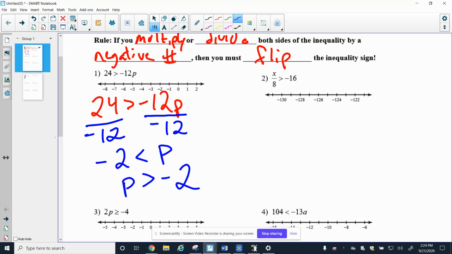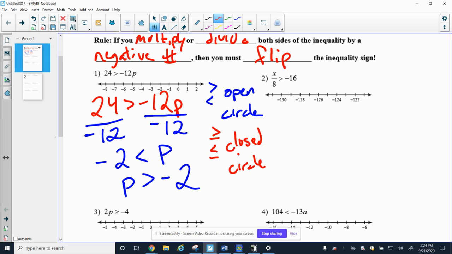We have one other note that we're going to put in the middle here. So if we have a greater than or a less than, we're going to use an open circle. If we have greater than or equal to or less than or equal to, closed circle. And that's specifically with graphing on a number line.